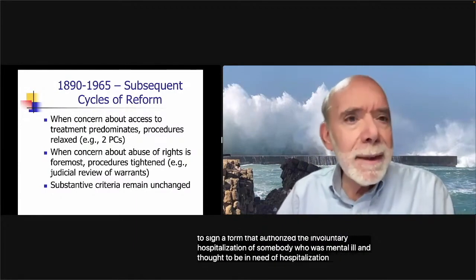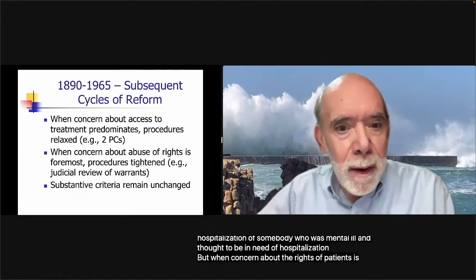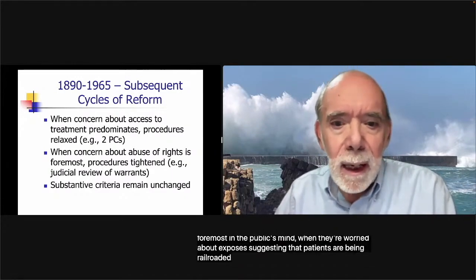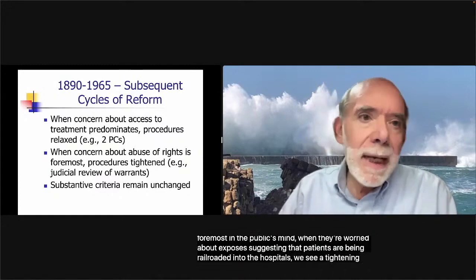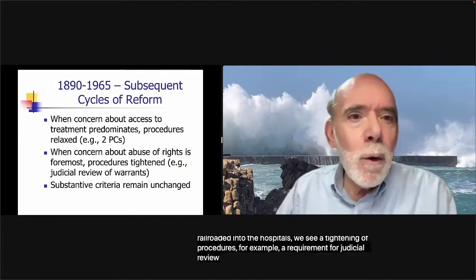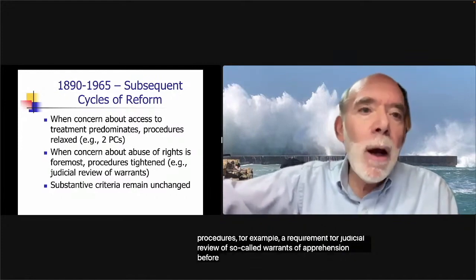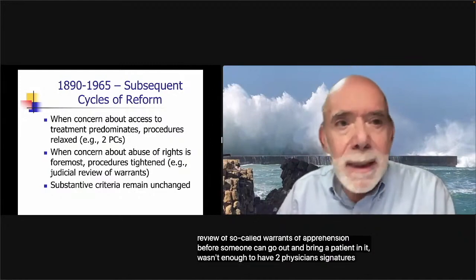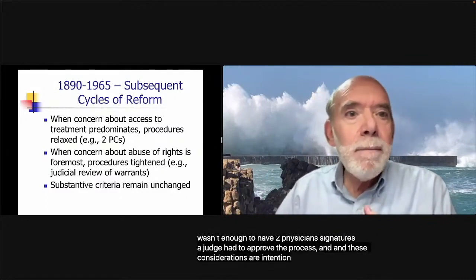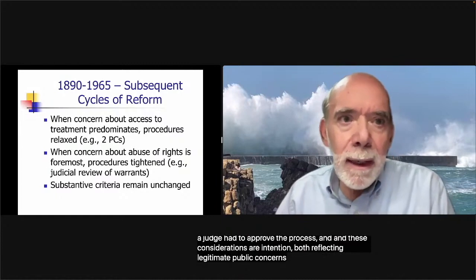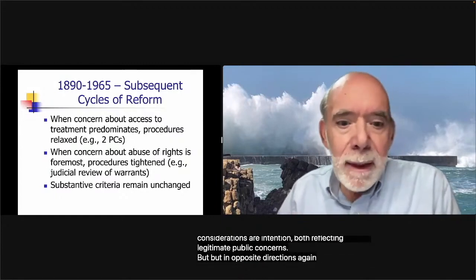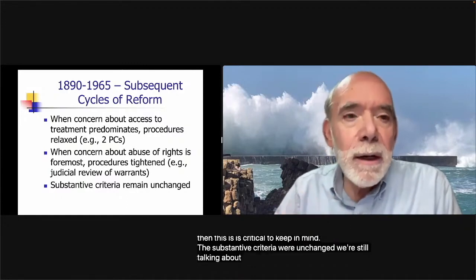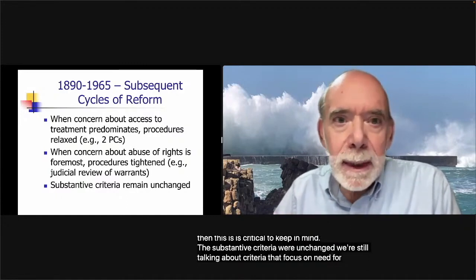But when concern about the rights of patients is foremost in the public's mind, when they're worried about exposés suggesting that patients are being railroaded into the hospitals, we see a tightening of procedures. For example, a requirement for judicial review of so-called warrants of apprehension before someone can go out and bring a patient in. It wasn't enough to have two physicians' signatures. A judge had to approve the process. And these considerations are in tension, both reflecting legitimate public concerns, but in opposite directions. Again, however, and this is critical to keep in mind, the substantive criteria were unchanged. We're still talking about criteria that focus on need for care and treatment.